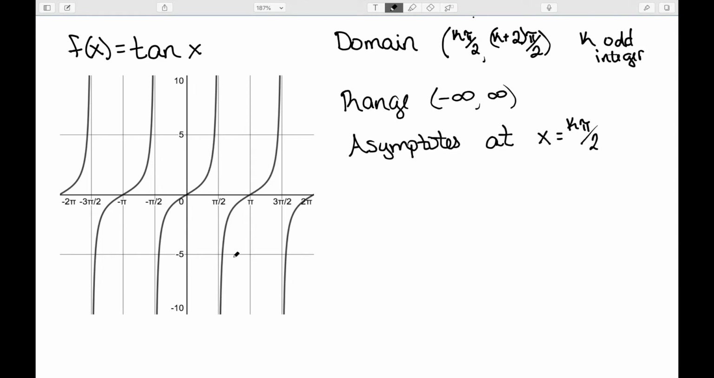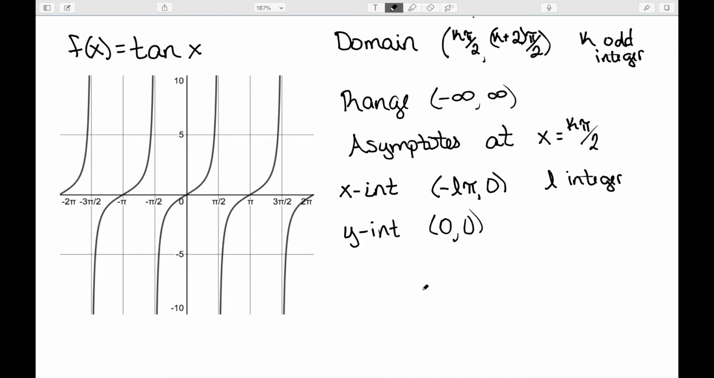I do have vertical asymptotes here. These asymptotes occur at kπ/2, where once again k is an odd integer. So the function actually does not exist at π/2, 3π/2, negative 3π/2, negative π/2, etc. I have x-intercepts at Lπ, where L is an integer, so intercepts at negative 2π, negative π, 0, π, 2π, etc. My y-intercept occurs at (0, 0).